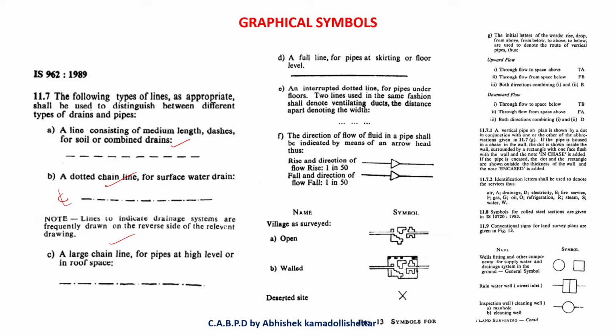Next thing is the direction of flow of fluid. So always we should mention it as a triangle. Okay, so there's a triangle. Rise and direction, rise and fall, you can mention it by the arrow symbol. Some small things. I cannot explain everything in detail here. We can go through the code book, but the main thing I'm doing here.